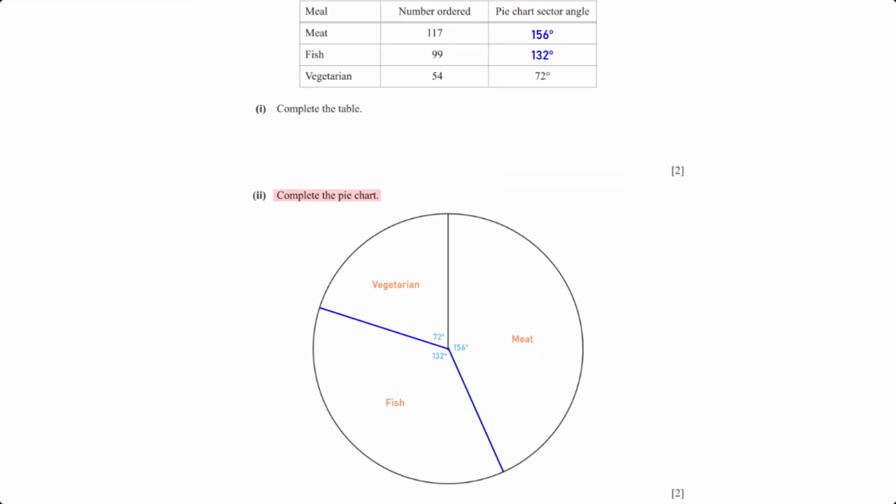Complete the pie chart. Using a protractor, we first measure the sector angle for meat, which is 156 degrees. Then we measure the sector angle for vegetarian, which is 72 degrees. The remaining angle, which is 132 degrees, would be for fish.